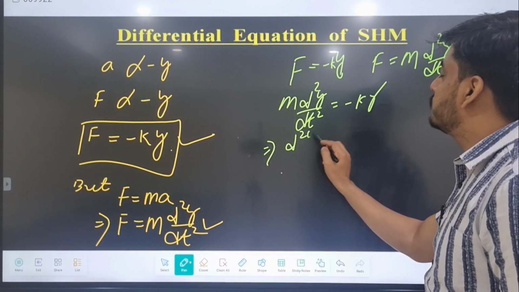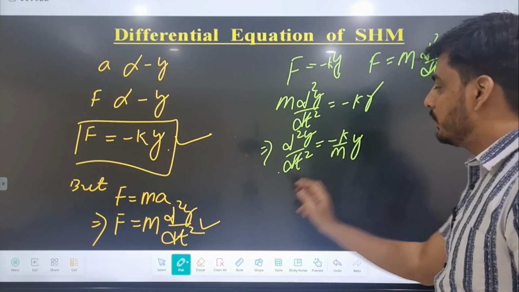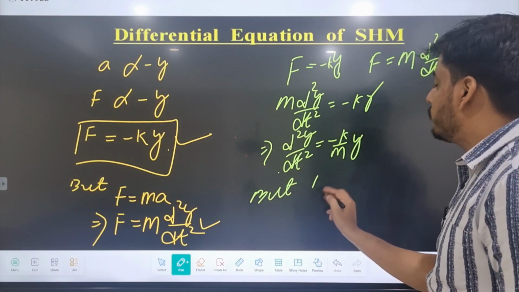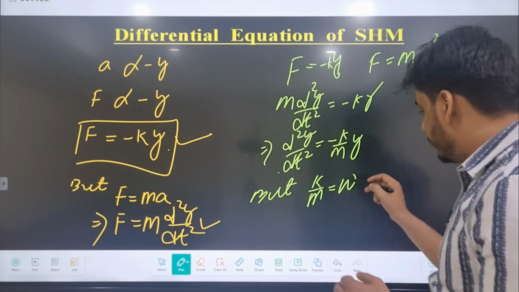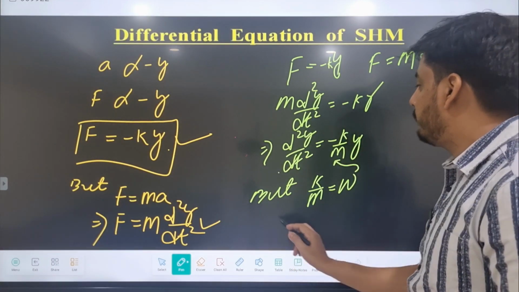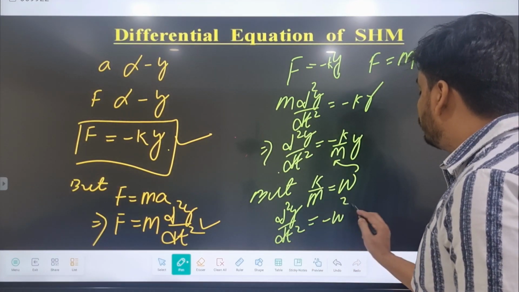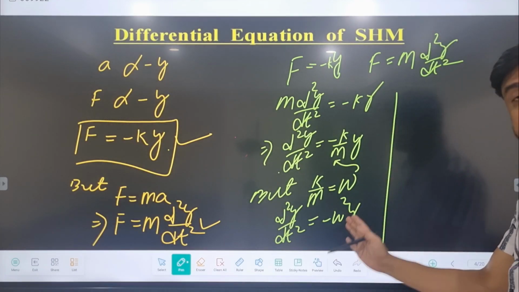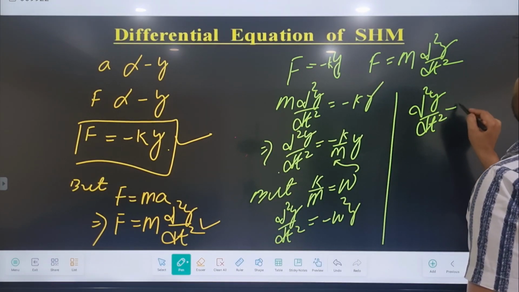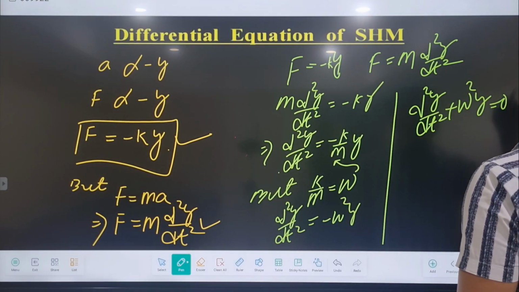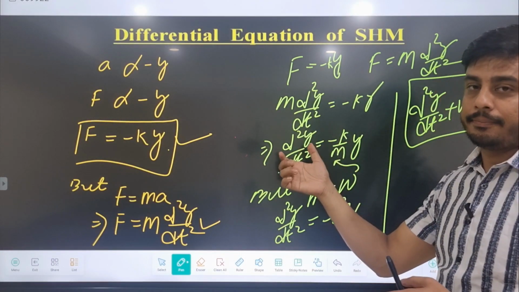So you can write down d square y by dt square equal to minus k by m into y. But k by m is a constant which you can write as omega square, angular frequency. So here we can use omega square instead of k by m. So our formula will be d square y by dt square equal to minus omega square y. You can take this term to the left hand side, so it will be positive: d square y by dt square plus omega square y equal to 0. This is the differential equation of simple harmonic motion or SHM.